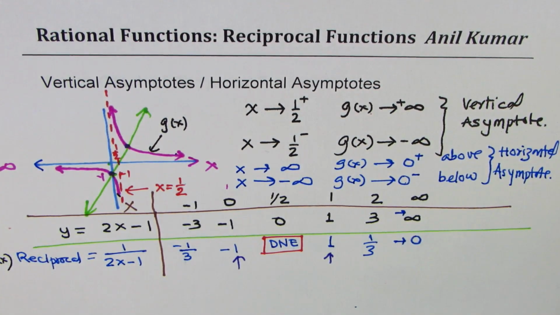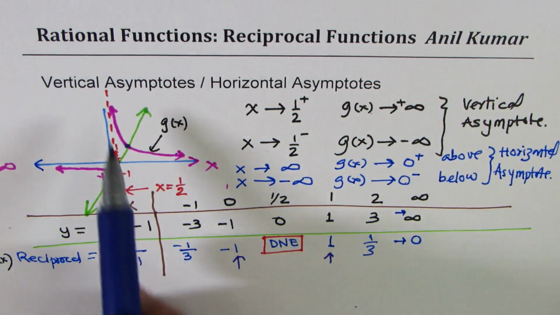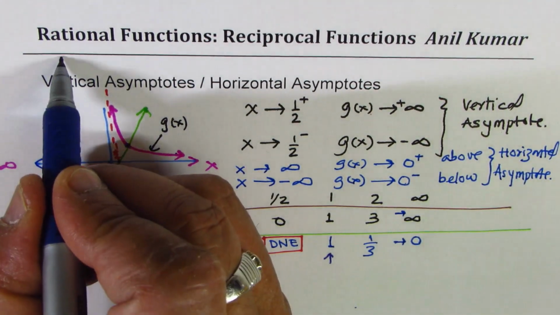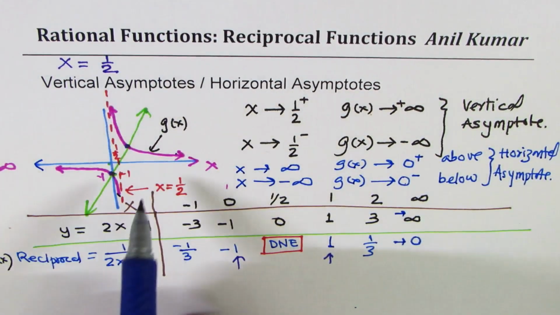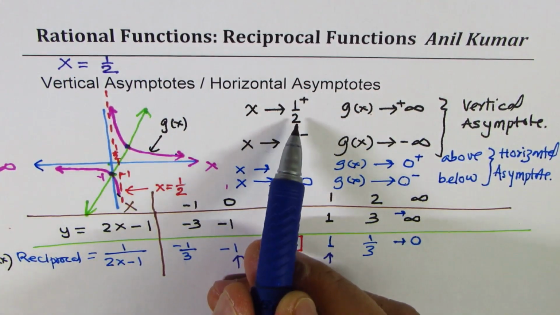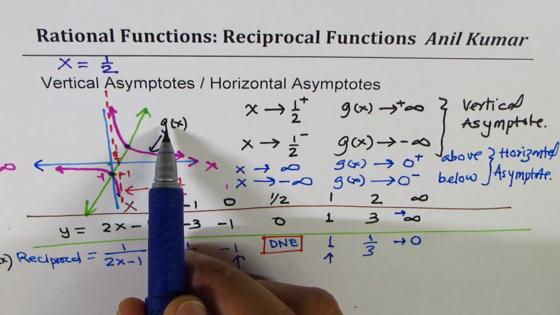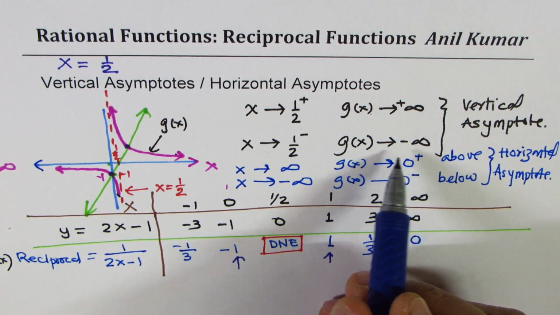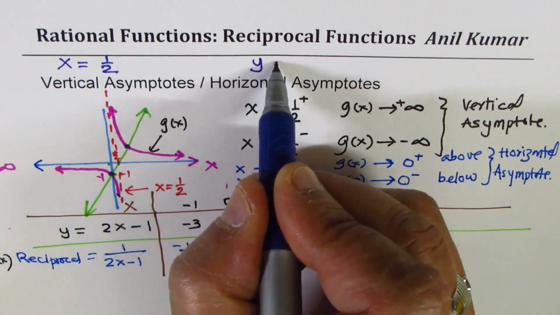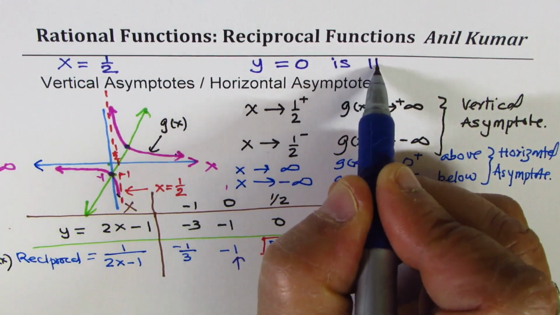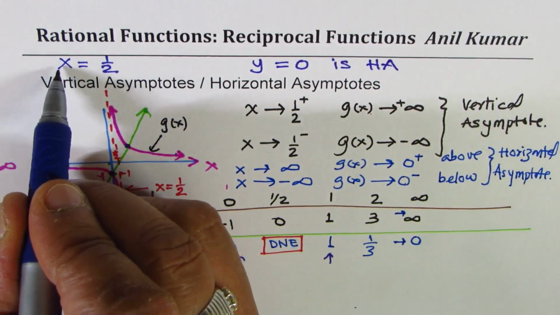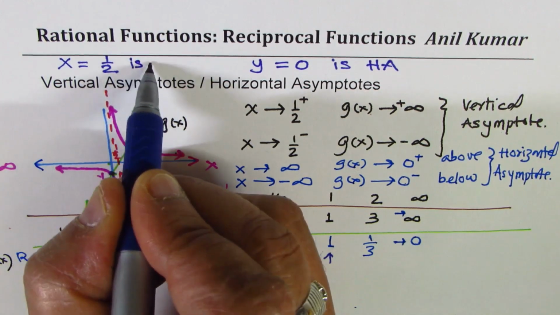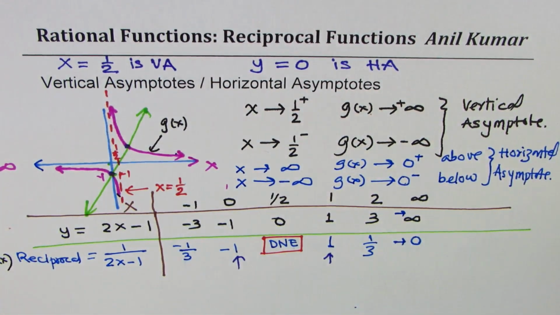Now each can be written in the form of an equation. So in this particular case, the vertical asymptote is x equals to half. Since when you approach half, then the function value approaches infinity, and the horizontal asymptote is the value which the function approaches, which is 0 in this case. So we say y is equals to 0 is horizontal asymptote, and x equals to half is vertical asymptote. Is that clear? So that is how we understand horizontal and vertical asymptote.